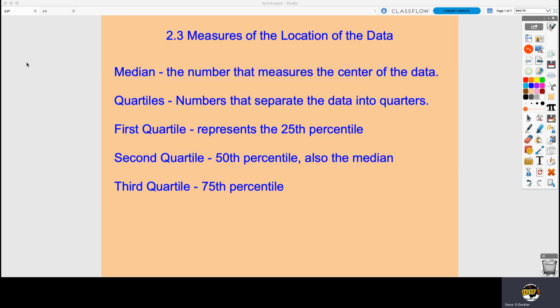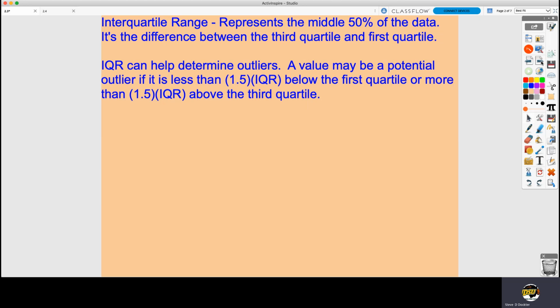Median just stands for the middle number, just like it did the first time you learned this back in elementary school. Quartiles just represent the numbers separated into quarters. The first quartile represents the 25th percentile. Second quartile is the 50th percentile. That's also the median. And the third quartile is the 75th percentile. All right, and we're gonna figure out how to do those different things.